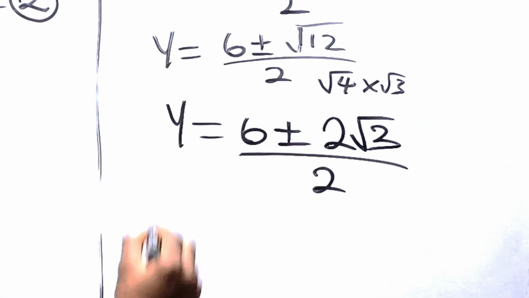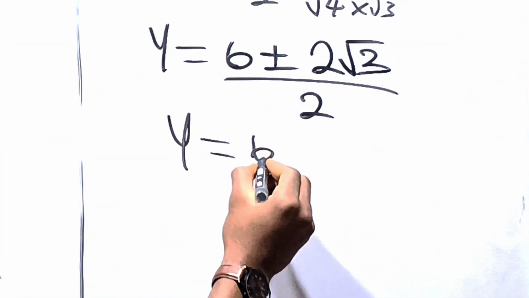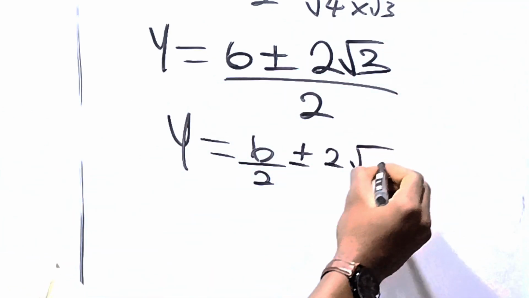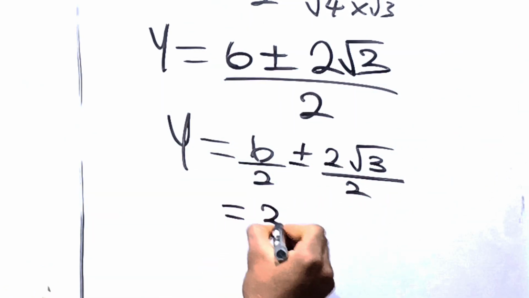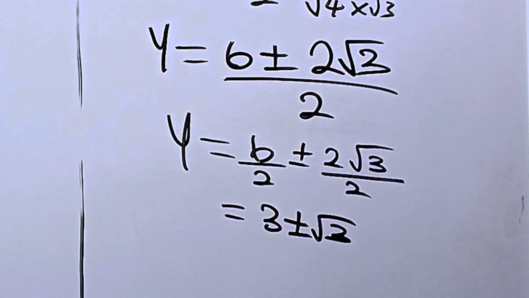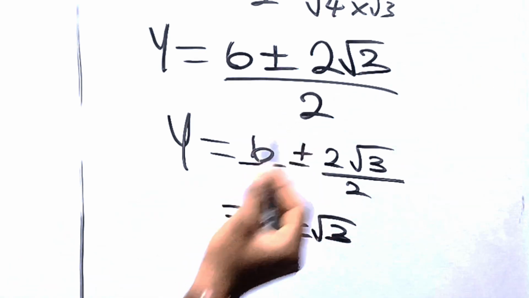Okay, now from here we have that y will become equal to 6 divided by 2 plus or minus 2 root 3 divided by 2. Hence y is equal to 3 plus or minus root 3. So these are the two values for y. y is either equal to 3 plus root 3 or 3 minus root 3.